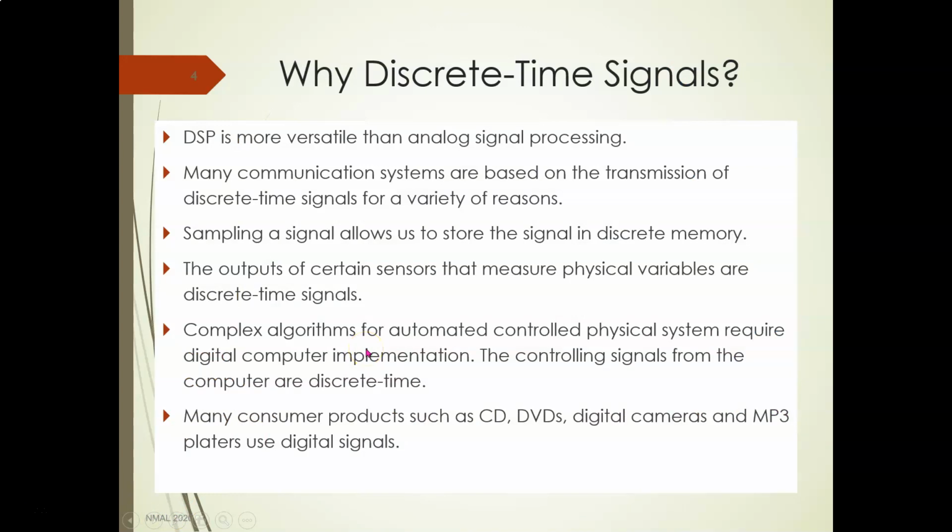And why do we need these discrete time signals? Basically, digital signal processing is more versatile. Any signal processing that involves digital signals is more versatile compared to analog signal processing. Many communication systems are also based on the transmission of discrete time signals for a variety of reasons. It is easier to process and easier to extract information compared to analog signals. Also, sampling a signal allows us to store the signal in discrete memory.